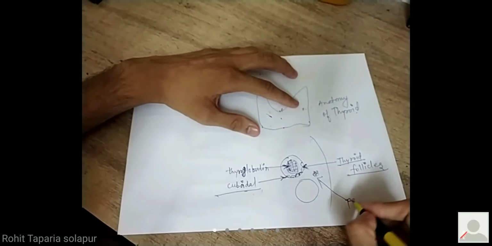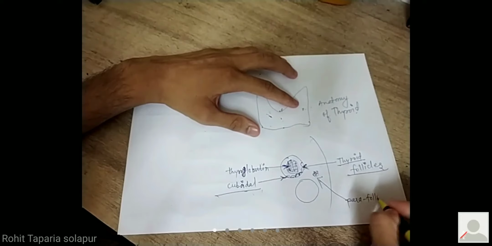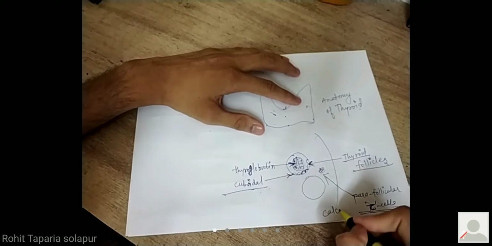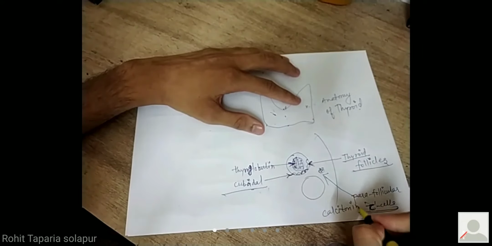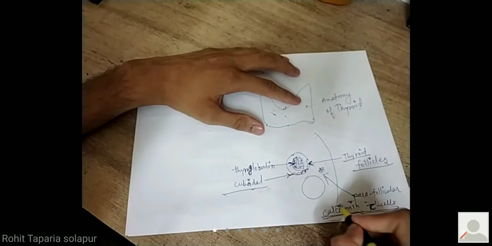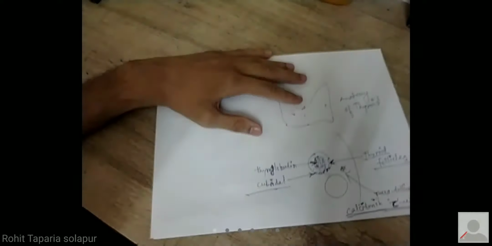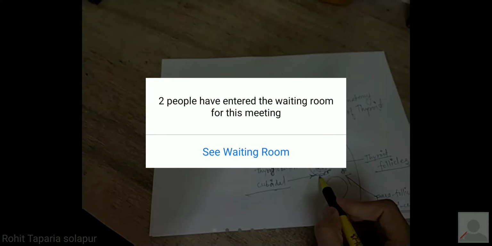Here there are parafollicular cells, also known as C cells. They secrete what? Calcitonin. So they are called C cells. आज आपल्याला विशेष calcitoninची काही करायचं नाहीये. We're going to discuss about this. Okay, these cuboidal cells, they secrete the.